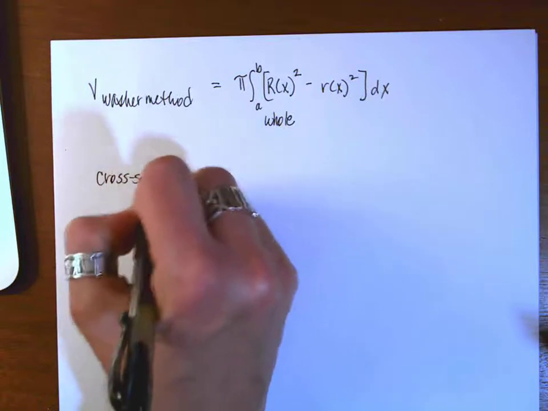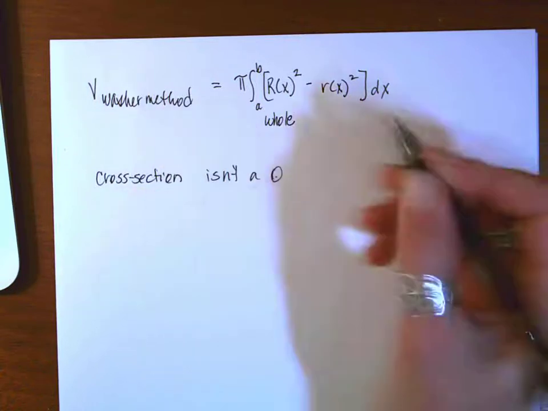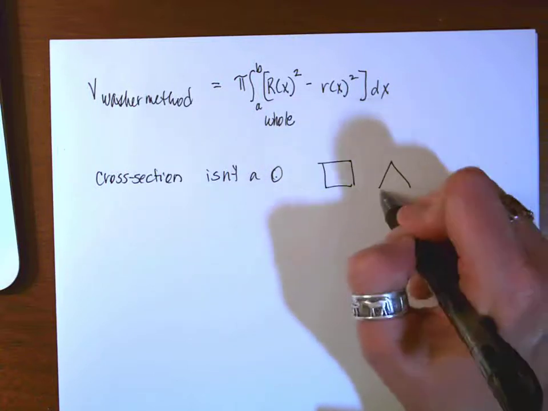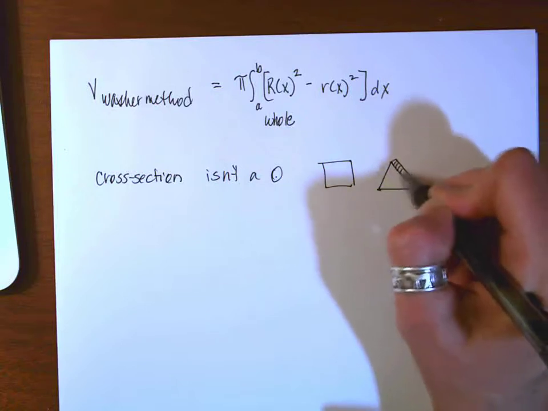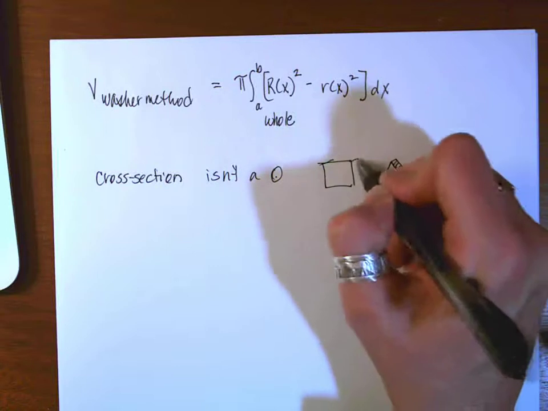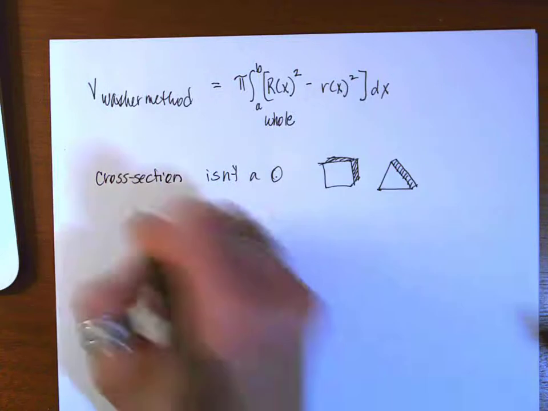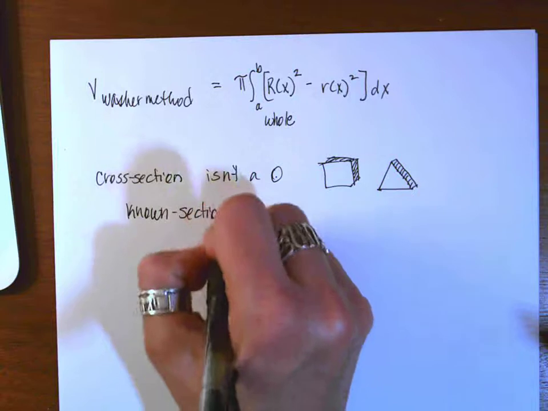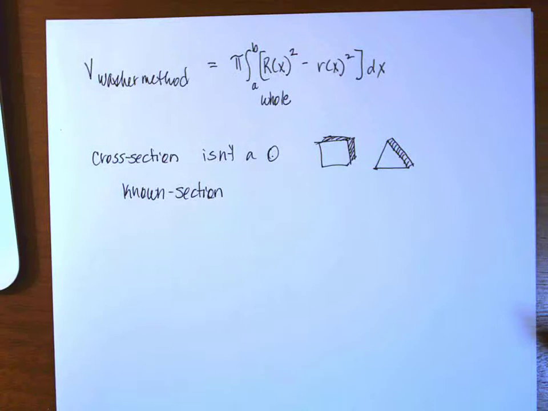But what if the cross-section, so all of these have been a cross-section, what if our cross-section is not a circle? What if my cross-section was a square, or what if my cross-section was a triangle, and then my triangle had some thickness, right? Or maybe my square had some thickness, and this was what's called the known cross-section. And you always want to look for those words when you're doing these problems, and that would differentiate this type of problem from the washer method or the disc method.